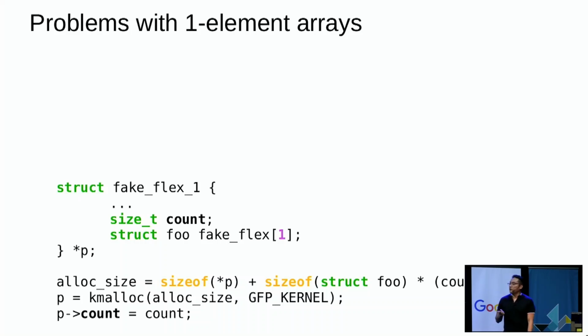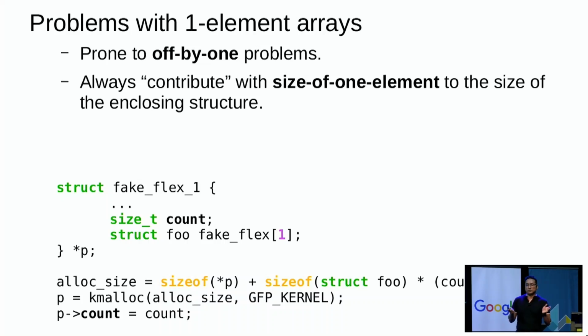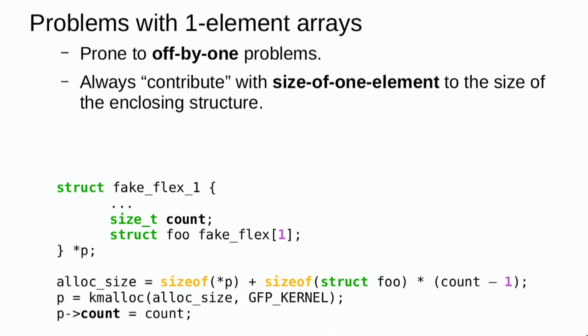Here, I'm going to go through some of the issues with one-element arrays. Let's say that they are prone to off-by-one problems. In this case, we have the declaration of a fake flex1 structure. And at the bottom, you can see how people usually allocate size for the whole thing. In this case, count is going to be the variable that contains the total number of elements for our array at runtime. However, if you notice, there is a subtraction. We are subtracting 1 from count because the size of the one element is already considered when we apply sizeof to *p.